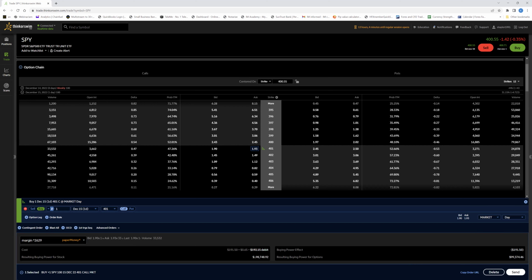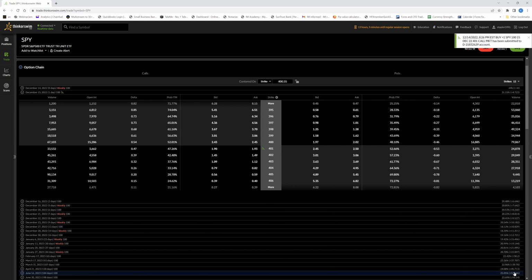Again, this is not what you're going to pay. This is just what you have to have in terms of leverage. So you've got to have at least $192 in your account to trade one contract. Again, you hit send and boom. If the market was actually open, this would have immediately put me into the trade.